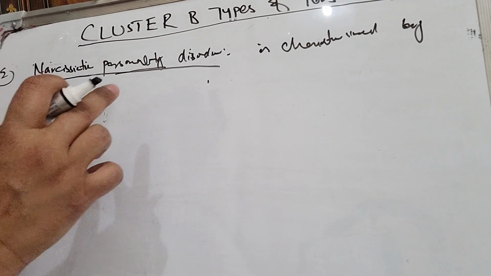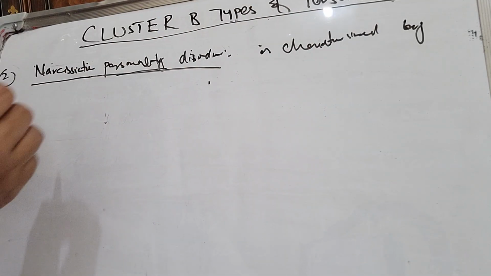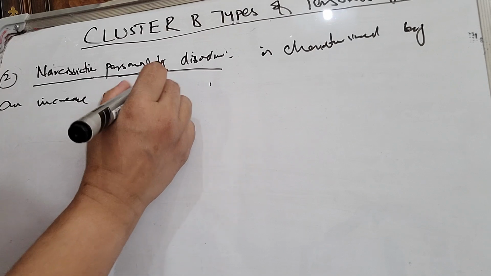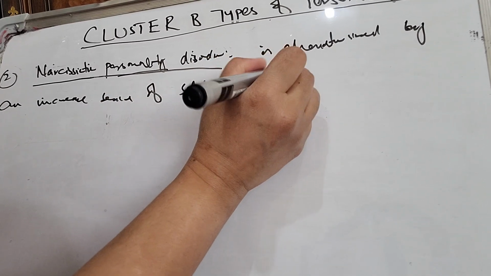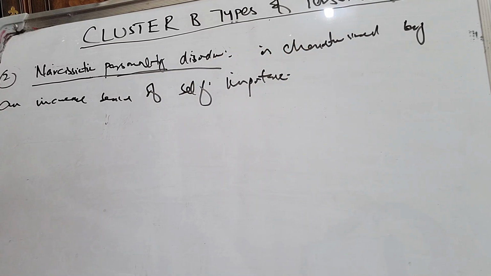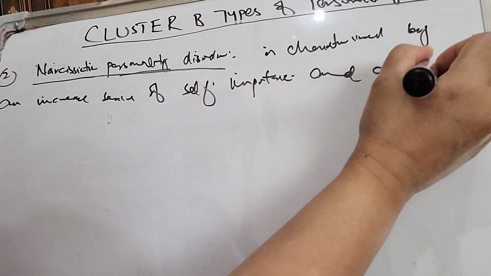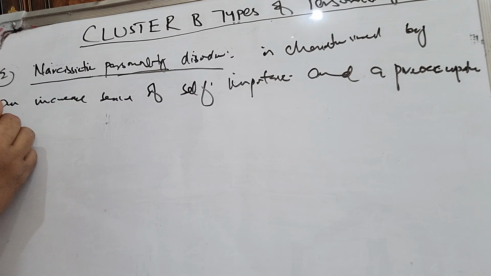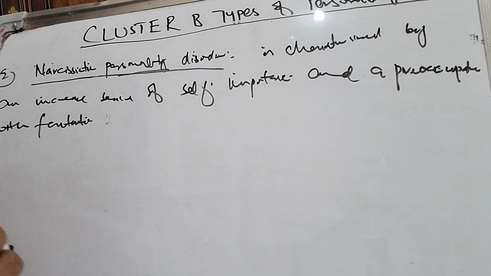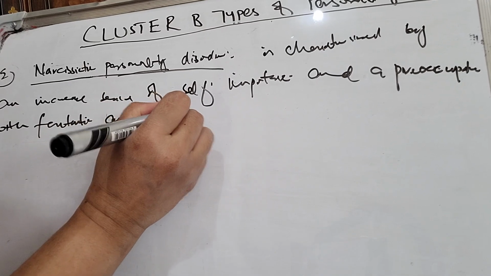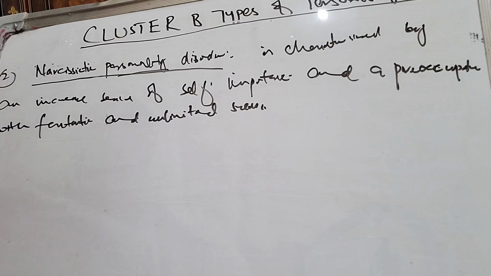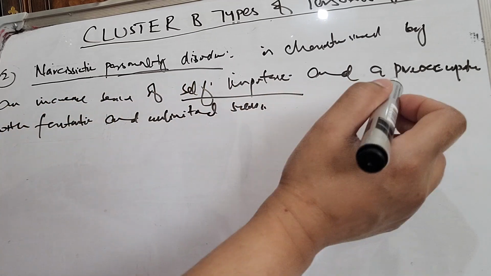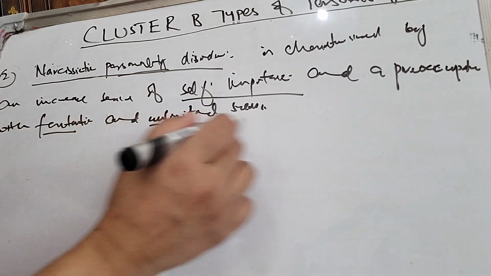The second is narcissistic personality disorder. It is characterized by an increased sense of self-importance and a preoccupation with fantastic and unlimited success. So narcissistic personality disorder is characterized by an increased sense of self-importance and a preoccupation with fantastic and unlimited success.